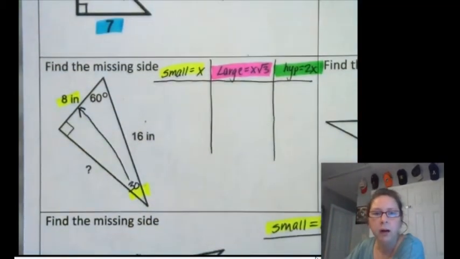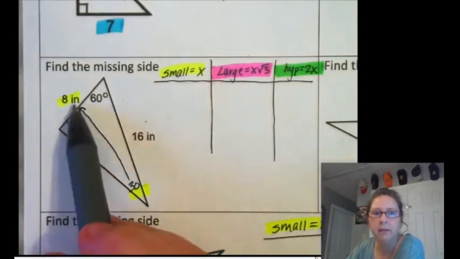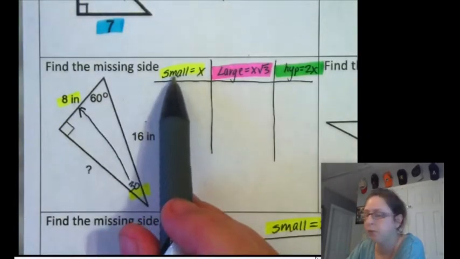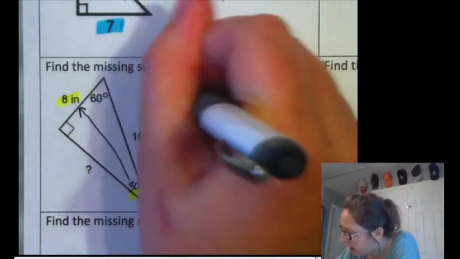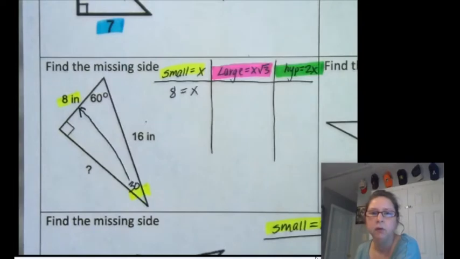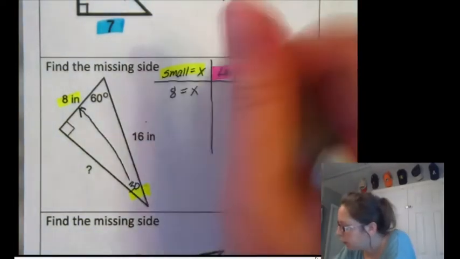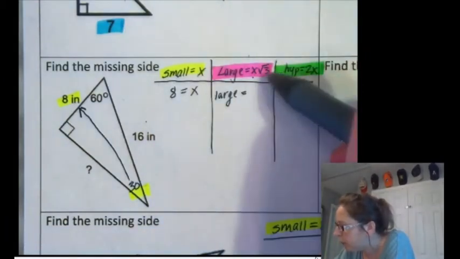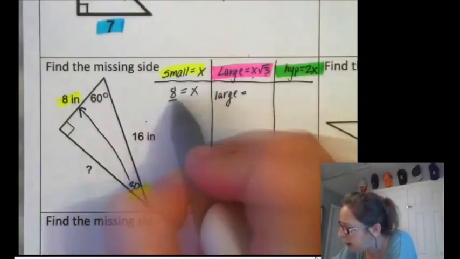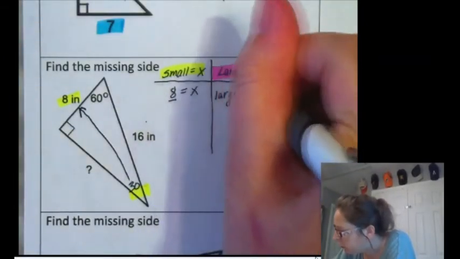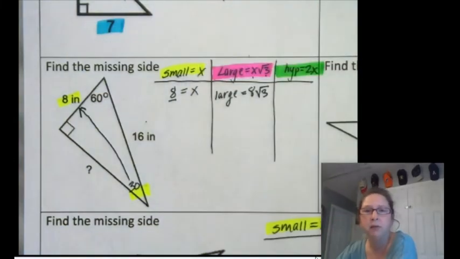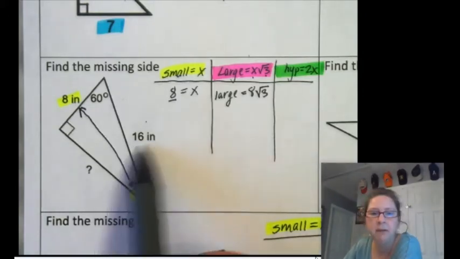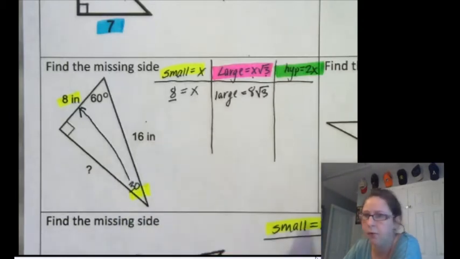Okay, so my small side is 8. So I'm going to plug in 8 for the word small, and that equals x. So here's what I do now. The large side equals x√3. So I'm going to use this value of x, which is 8, and I'm going to plug it in here. So I have 8√3. And finally, I'm also going to plug it in, and we can prove that this hypotenuse they gave us is 16. But here's how I would get it if I didn't know that.